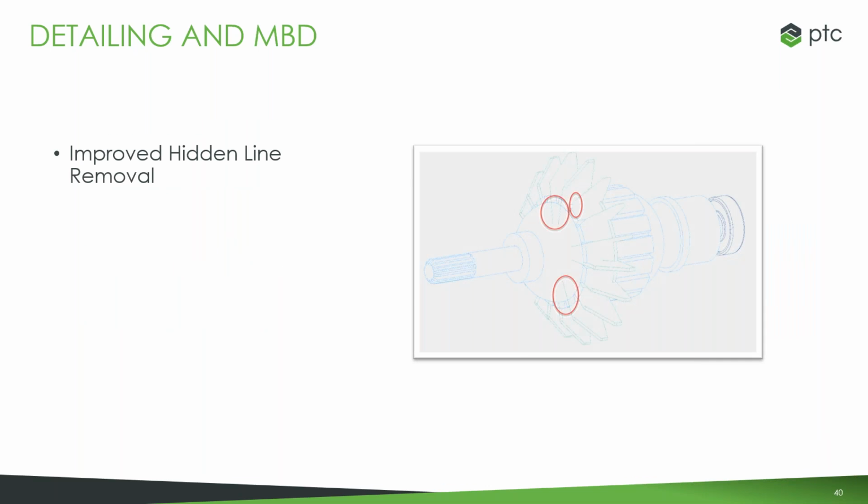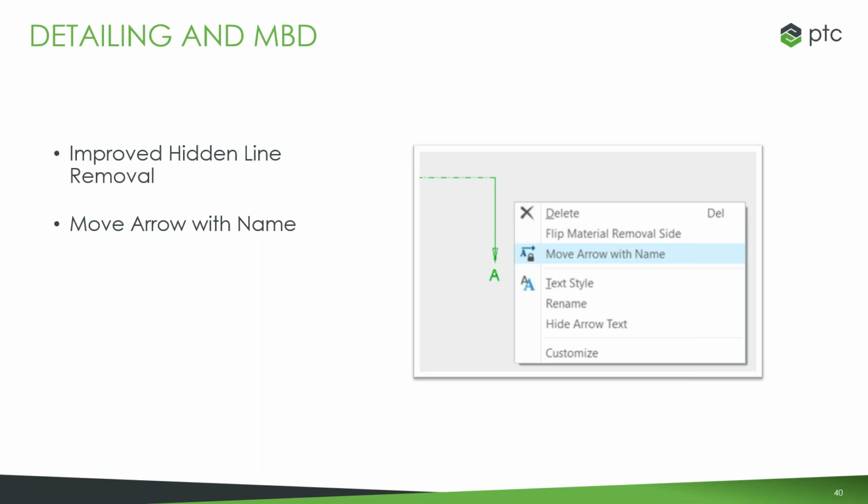Okay, moving on, we have improvements to removing hidden lines. So if you want to remove some of those lines, it's much easier to do now and helps us to build out those views. And we can now move the arrow with the name with these particular ones, right? So you can link the two, whenever you move the name around, you can have the arrows follow, or you can unlink it so you can move the two separately.